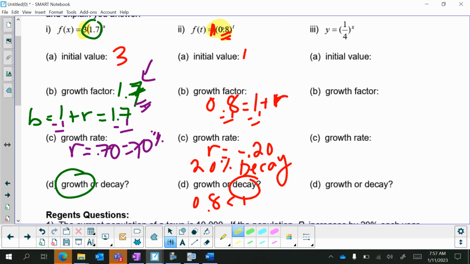So we start at 1 or 100%. So you take away 20%, 80% remains. All right. Let's look at number 3.